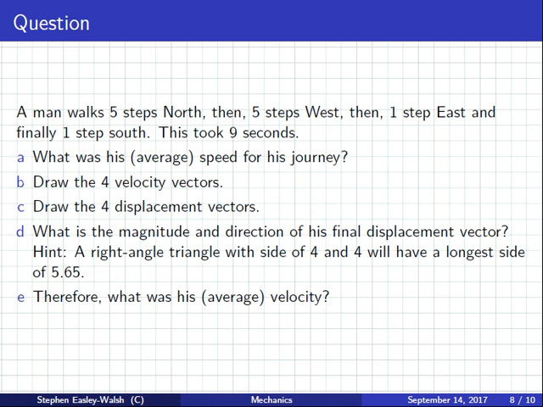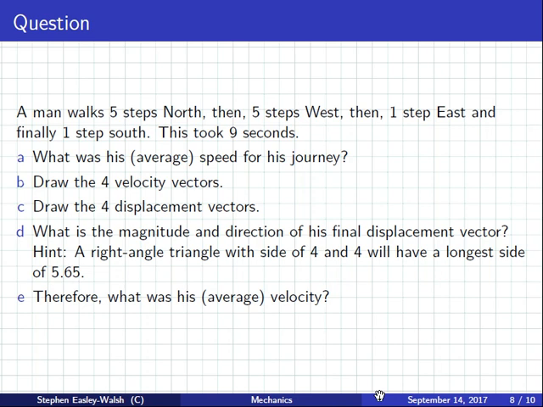Now I'll do this one with you, but I would like you to try to do each part before I show you. So just try the first part A and tell me what answer you get. And the units we're using is steps. So the answer will be steps per second. Okay, I think that should be enough time. So, what do we get for part A? Yeah, that was 12 steps over 9 seconds, which is 1.33 steps per second.